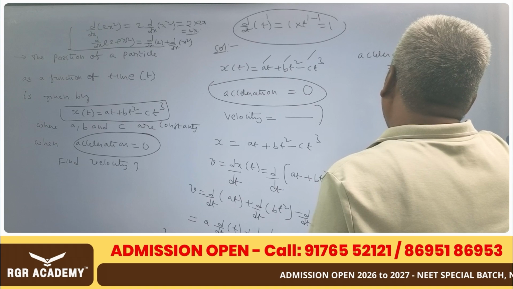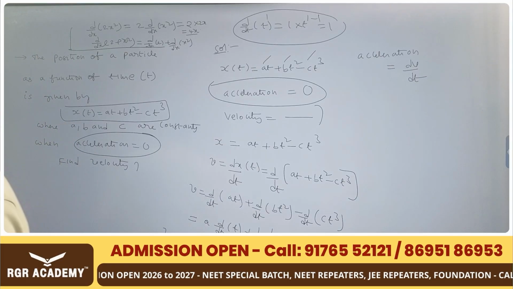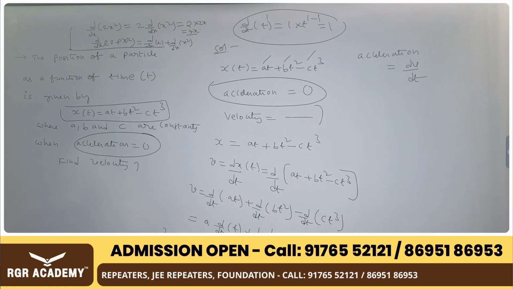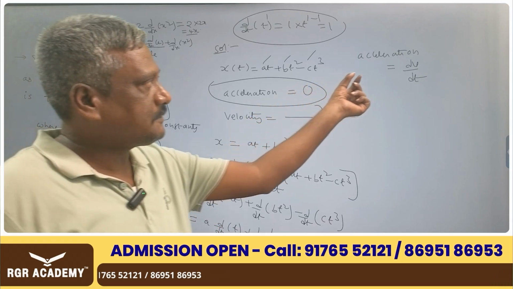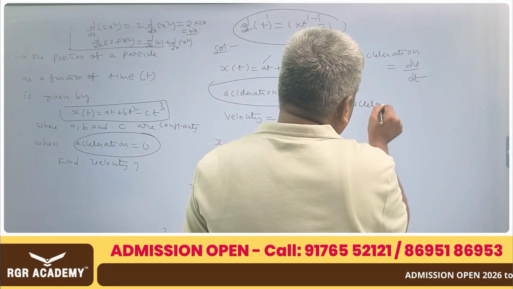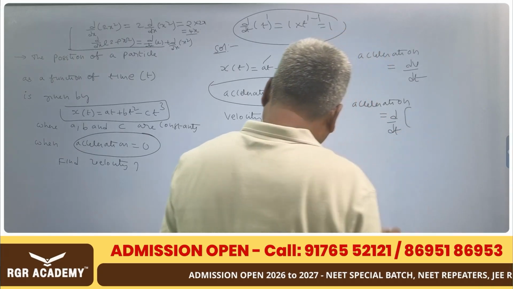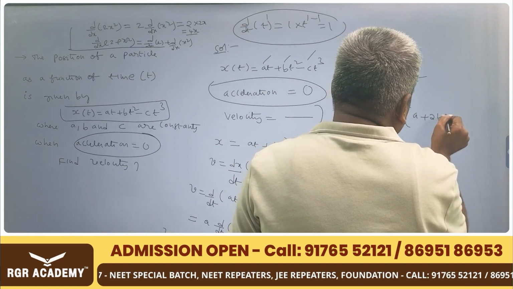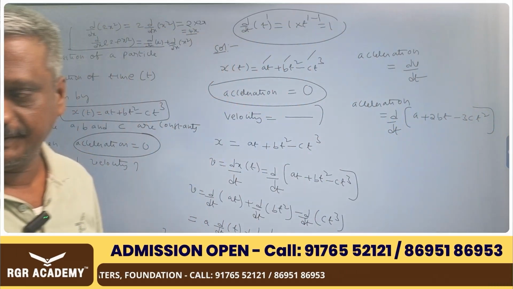According to the definition, you can say like this. Acceleration is equal to what? Rate of change of velocity, that is equal to dv by dt. In differential form you can write like that, dv by dt. But the velocity expression is this one. Substitute the velocity expression here. What happened? Therefore acceleration becomes d by dt of v. V value is what? That is a plus 2bt minus 3c t square. You can write like this.